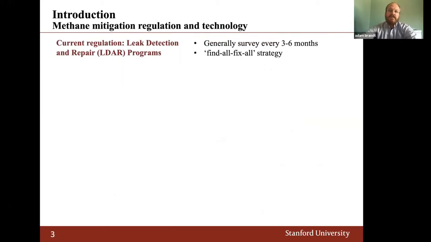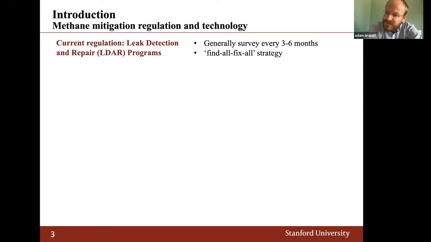Okay, so what's the current standard in leak detection and repair strategies? It's really an iterative sampling approach at not very high frequency, usually something like a 3 to 6 month time frame. Canada's been talking about 3 times a year, and really a find all, fix all strategy. If you find an issue, you're supposed to fix it within a certain time frame. This is really the way policies in North America have been structured, or structured then repealed, as the case may be. But this is really the mode.